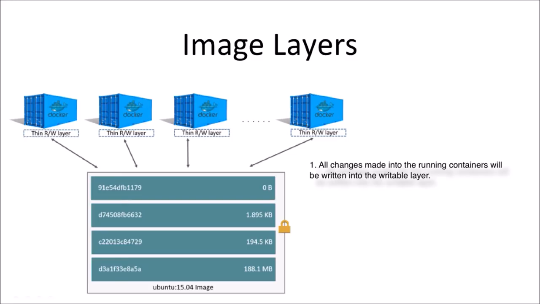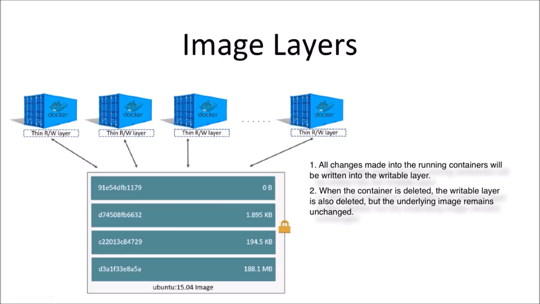The major difference between a container and an image is the top writable layer. All writes to the container that add new or modify existing data are stored in this writable layer. When the container is deleted, the writable layer is also deleted. The underlying image remains unchanged. Because each container has its own thin writable container layer, and all changes are stored in this container layer, multiple containers can share access to the same underlying image and yet have their own data state. The diagram shows multiple containers sharing the same Ubuntu 15.04 image.